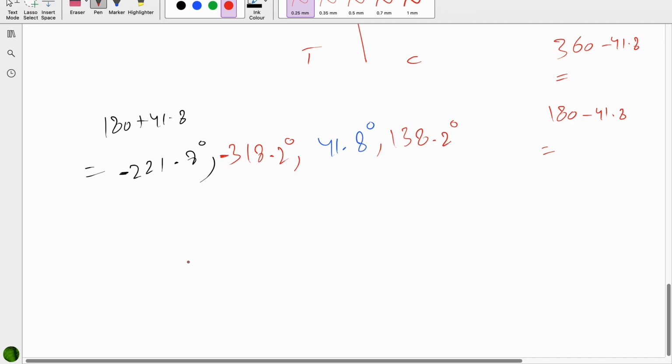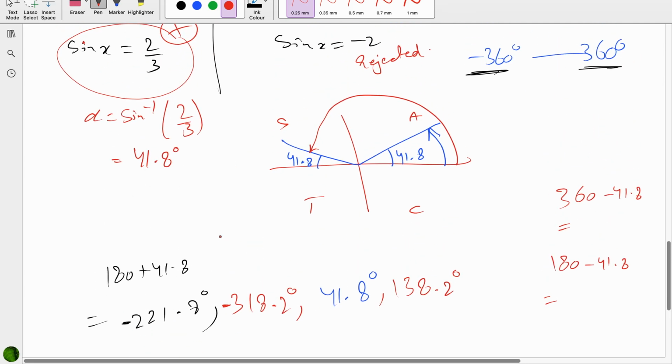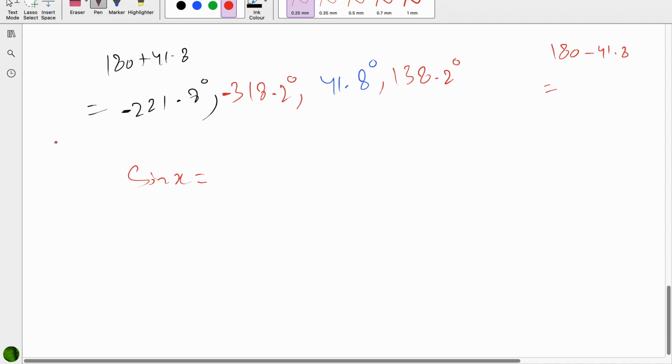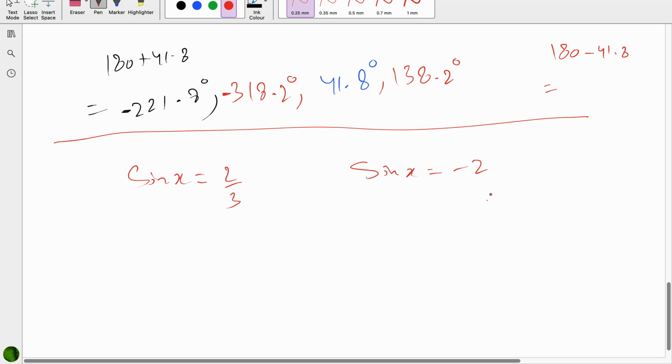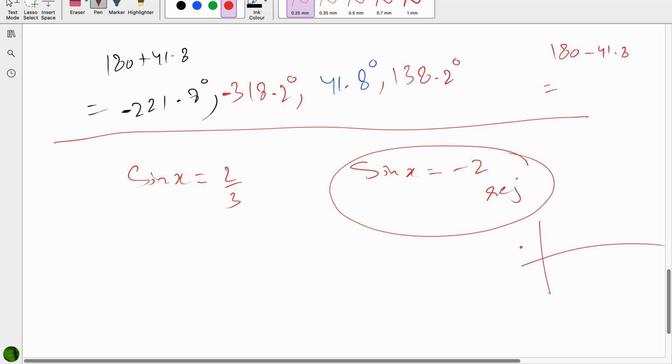Quick summary. We knew that sine x was equal to 2 by 3. The question is complete. A quick summary. This was 2 by 3, first thing. Second, sine x is equal to minus 2. We rejected that. And you know why we rejected that? Because sine lies between 1 and minus 1. So we rejected this minus 2. This is outside the range.